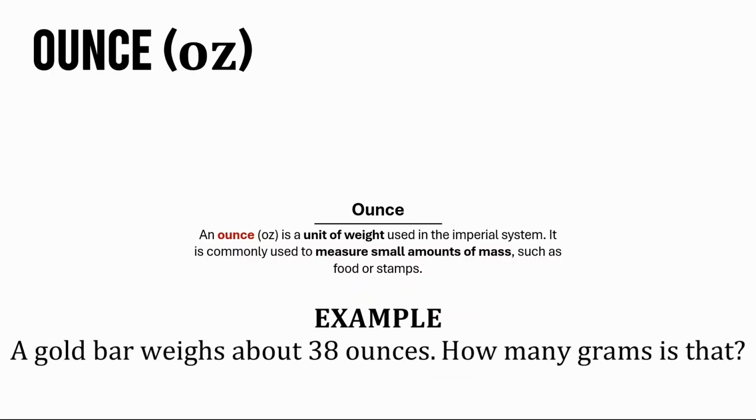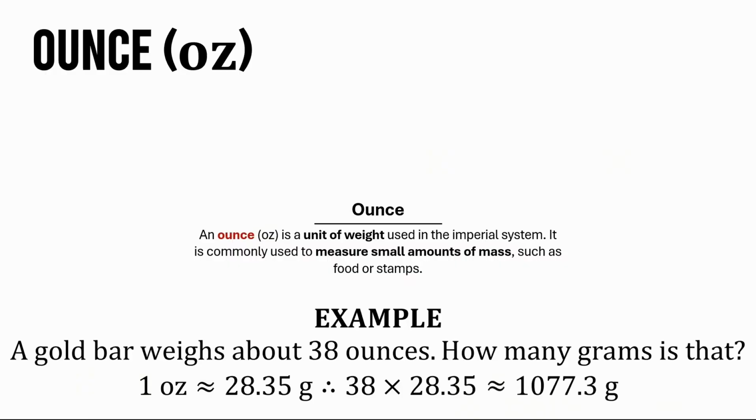Example. A gold bar weighs about 38 ounces. How many grams is that? 1 ounce is approximately 28.35 grams. Hence, 38 times 28.35 is approximately 1077.3 grams.